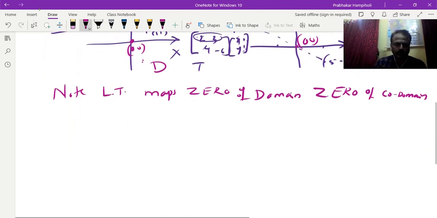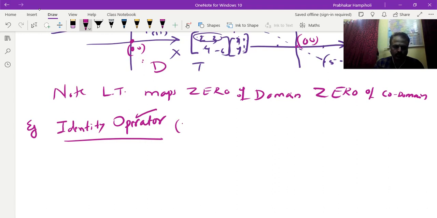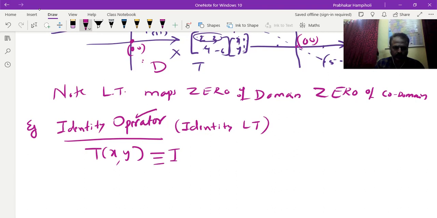So with this, let me go to a very important next example, which we call the identity linear transformation, or identity operator. It is one more name for a linear transformation. There can be many names for a linear transformation. This can also be called the identity linear transformation in layman's language. Now, if I take T of (x, y) from two dimension, or you can have three dimension, or you can call it I of (x, y) also, it is (x, y) only. It is not going to change.